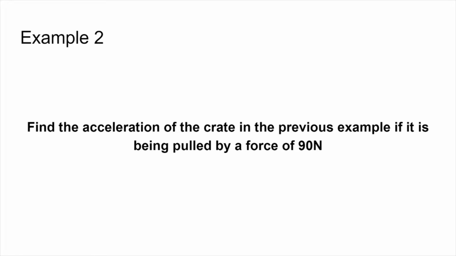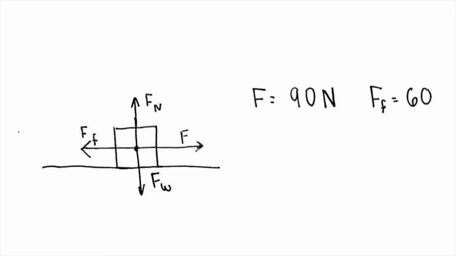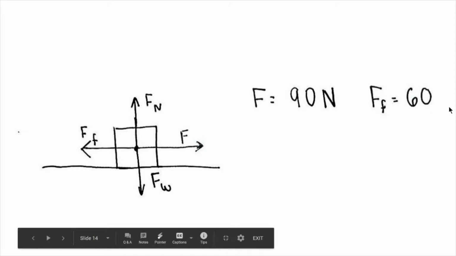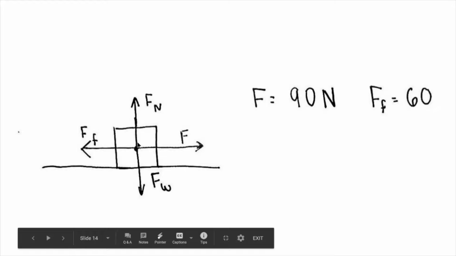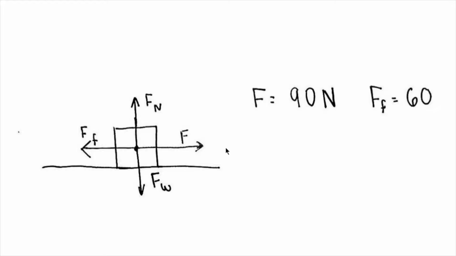Example 2 is just building off of our last one. Find the acceleration of the crate in the previous example if it is being pulled by a force of 90 newtons. All right. So now, from our last, we're drawing another free body diagram, and it looks pretty much the same as the last one, except now we have the force that's being pulled by.